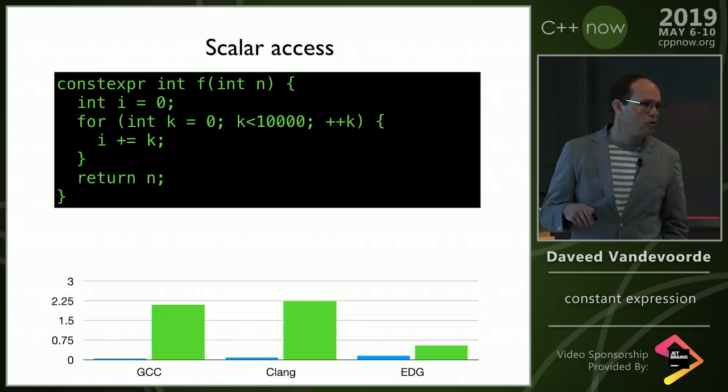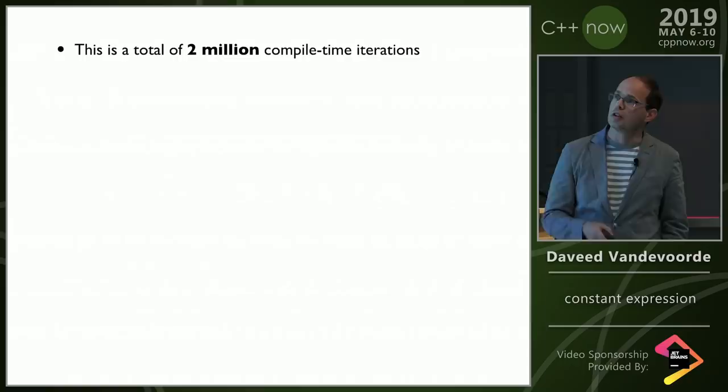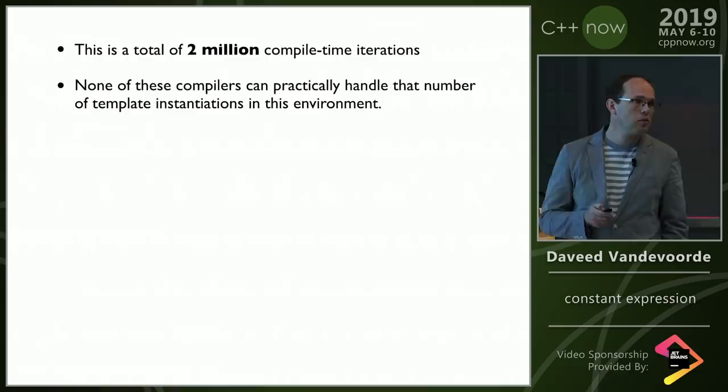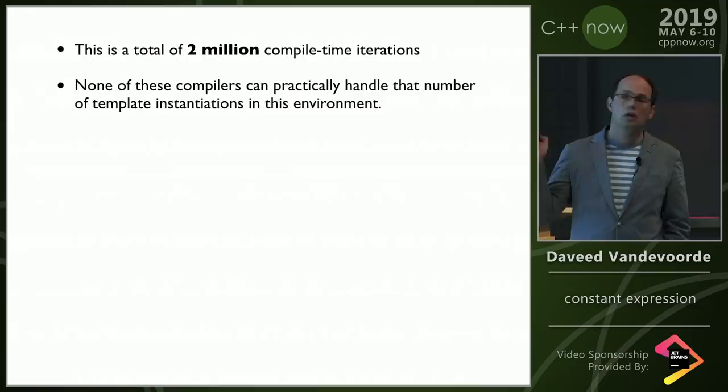Now, before I start putting abstraction on this, I do want to mention, yes, 2 million compile time iterations. If you were to do this by trying to iterate 2 million instantiations, on this computer, it will not work. I tried it. After 2 to 3 minutes, you run out of memory.